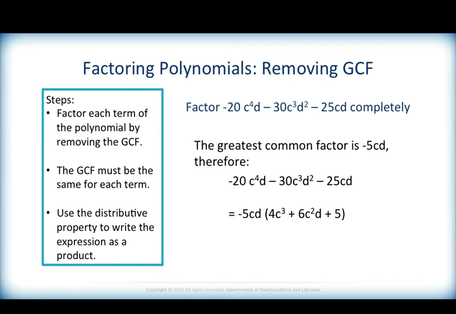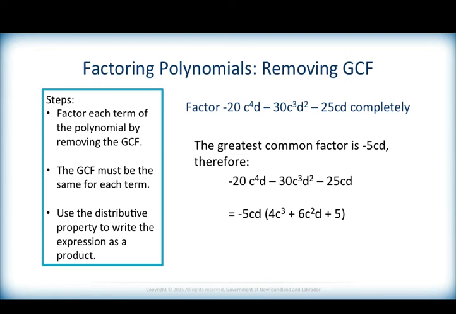So negative 20 divided by negative 5 is positive 4. Remember now the laws of exponents. Once you divide, you have to subtract the exponents. So if you have c to the exponent of 4 and you're dividing by c, you are subtracting, so there's only 3 left. And of course, d divided by d, there's nothing left.